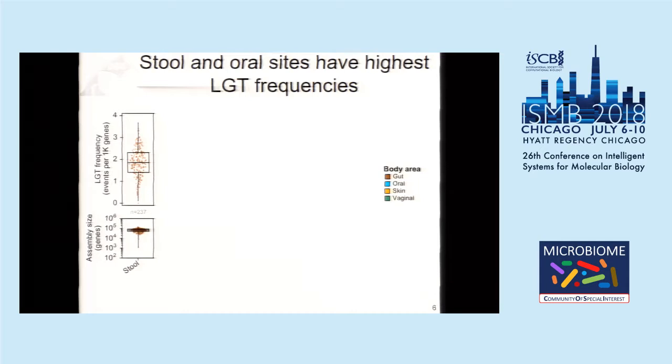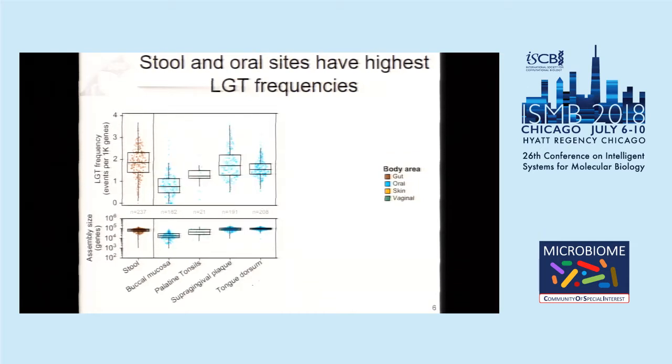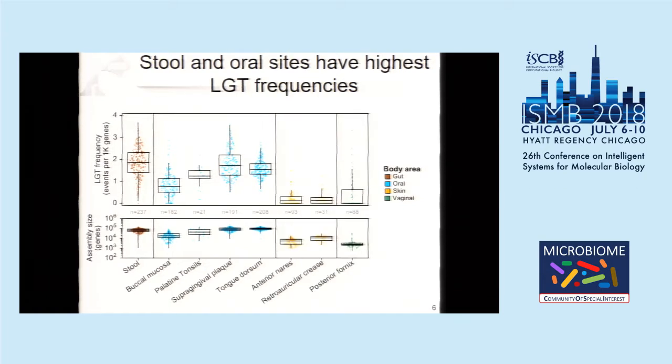And we can start comparing this to other sites. So here in the blue are the oral sites. And we can see that the plaque and the tongue dorsum also have pretty high numbers of transfer. Whereas when you start looking at the skin and the vaginal sites, the amounts are lower. And some people have pointed out that this kind of does correspond to how many genes are in your assemblies.